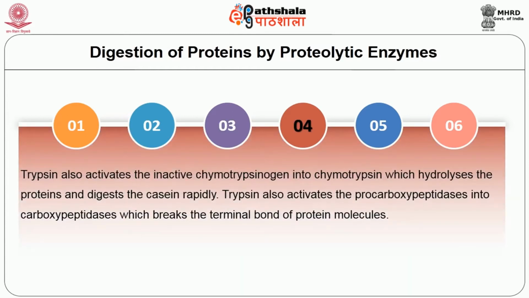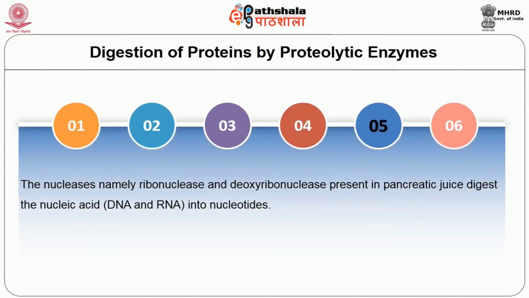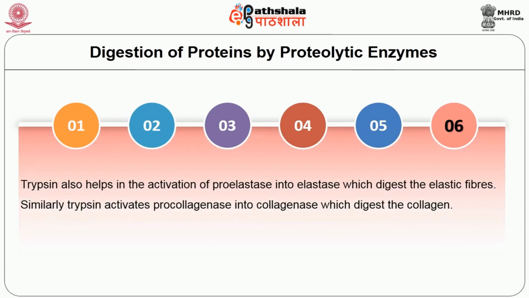Trypsin also activates the inactive chymotrypsinogen into chymotrypsin, which hydrolyzes the proteins and digests the casein rapidly. Trypsin also activates the procarboxypeptidases into carboxypeptidases, which break the terminal bond of protein molecules. The nucleases, namely ribonuclease and deoxyribonuclease, present in the pancreatic juice, digest the nucleic acids, that is the DNA and RNA, into nucleotides. Trypsin also helps in the activation of proelastase into elastase, which digests the elastic fibers.